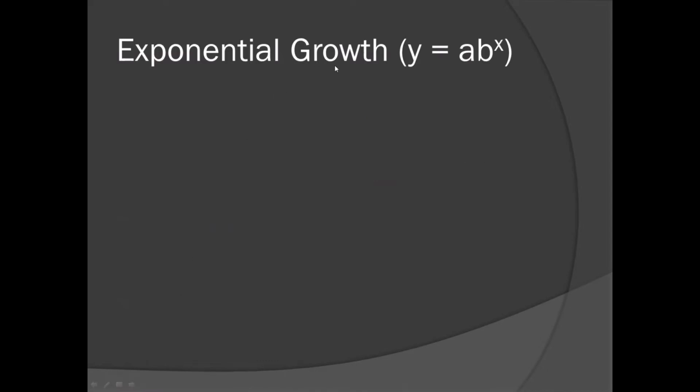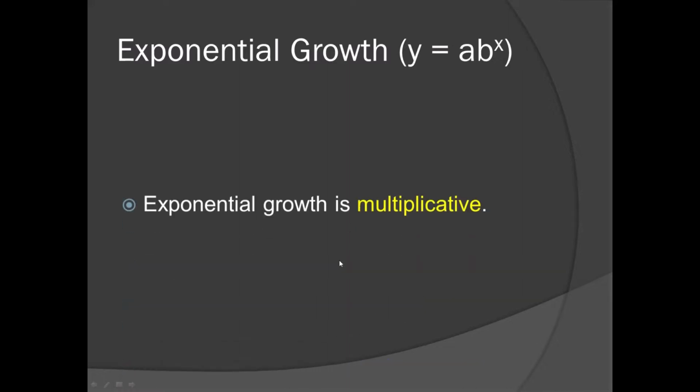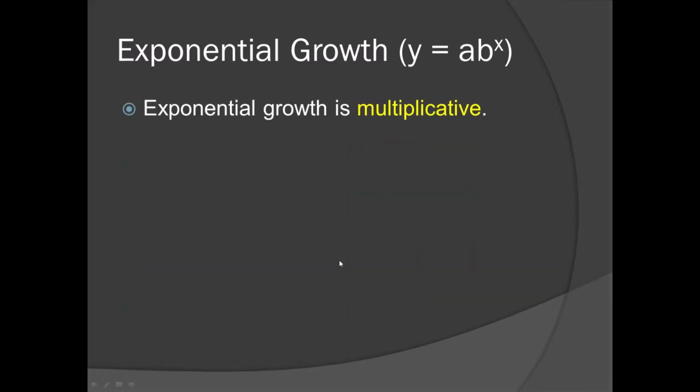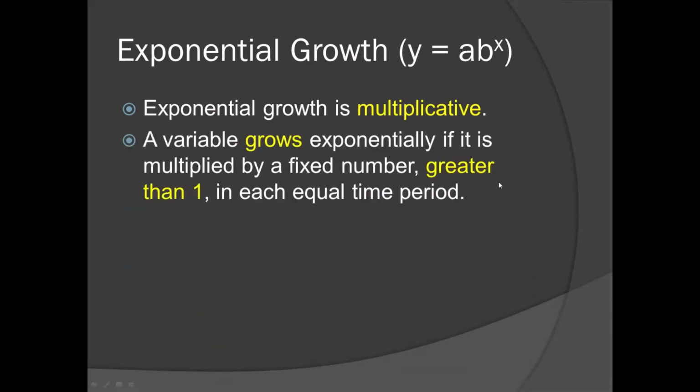Exponential is different. Remember the parent function, y equals a times b to the x. B is just a base. It could be 2 to the x, 3 to the x, whatever. But the input is going to be in the exponent position and the output isn't. So what we see with exponential growth is that it's multiplicative. And that means that to go from one output to the next, you multiply by a common value every time.